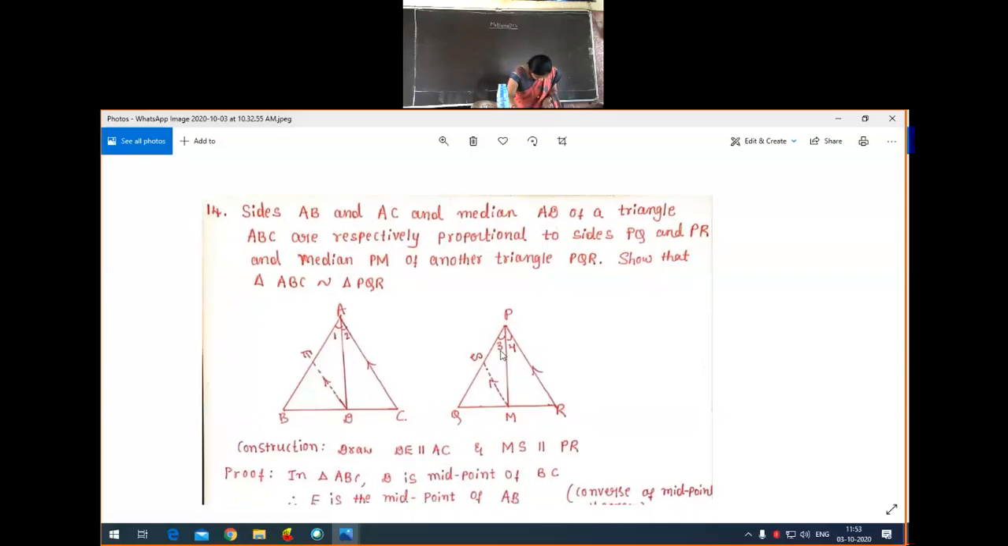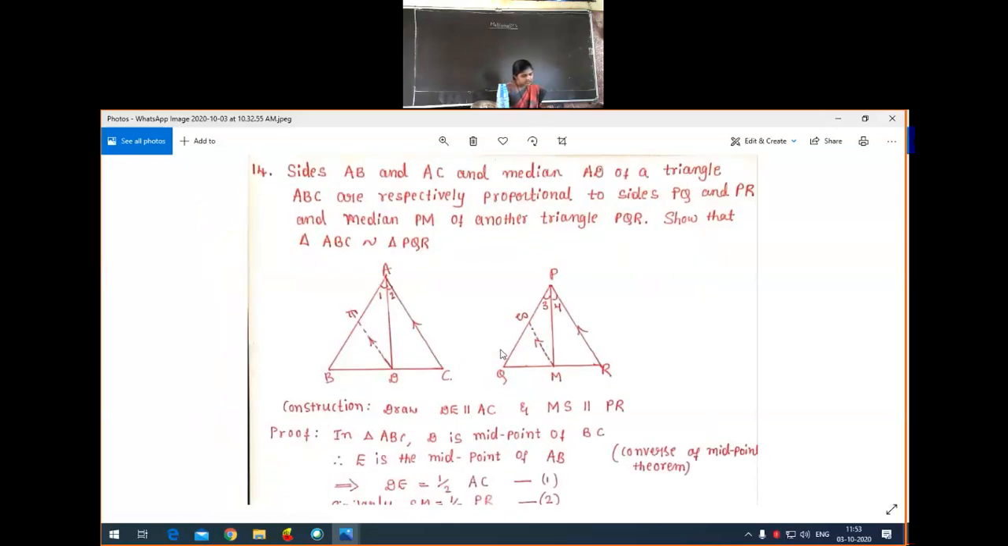1 second students. What is the difference in 12th and 14th question? Sides AB, BC. There, BC is given. See, just to find out the difference. Sometimes we'll get confused that what is the difference between the 12th and 14th question. So you just look at the problem carefully.